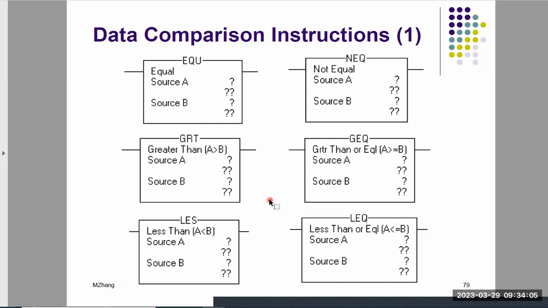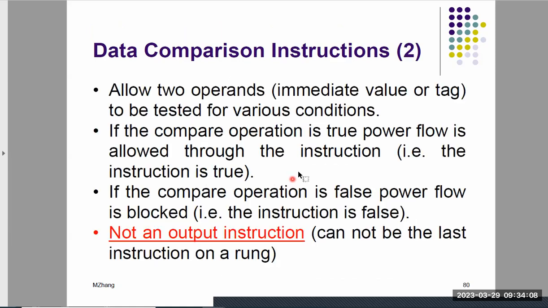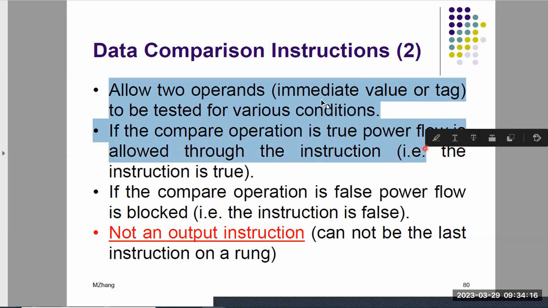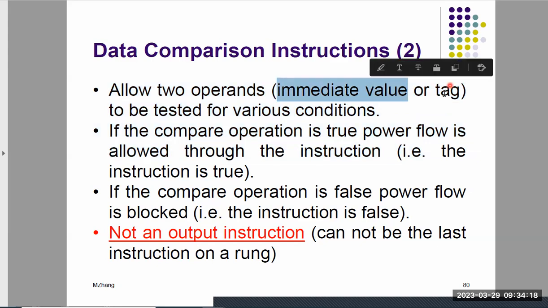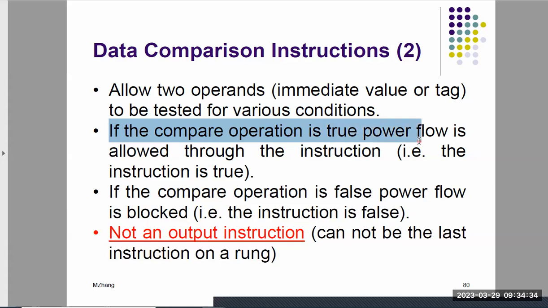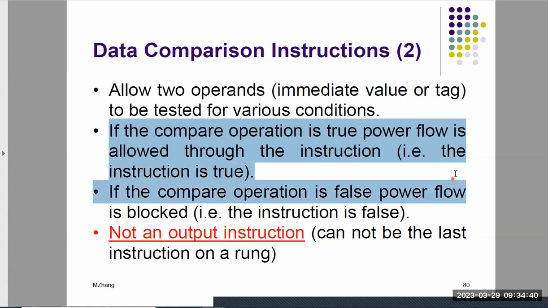With the comparison instruction, what we need to realize is that you can compare an immediate value or a tag. It doesn't matter; it's pretty flexible. You can even compare 2 numbers. I'm going to demo that later on. If the compare operation is true, power flow is allowed through the instruction, i.e., the instruction is true.